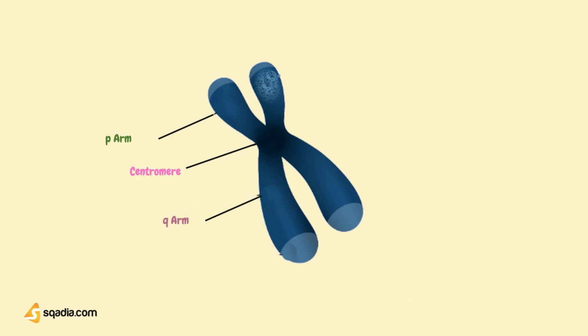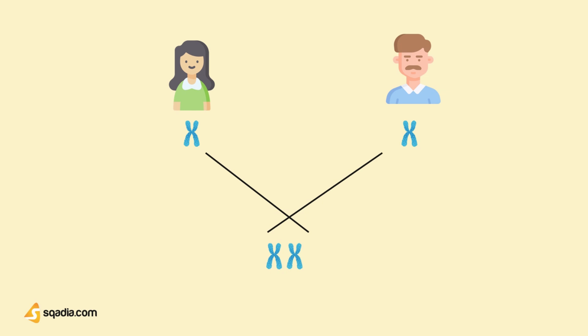At the ends of each of our chromosomes are sections of deoxyribonucleic acid called telomeres. Telomeres protect the ends of the chromosomes during deoxyribonucleic acid replication by forming a cap, much like the plastic tip on a shoelace. Humans have 23 pairs of chromosomes, 46 in total. One set comes from your mother, and one set comes from your father.